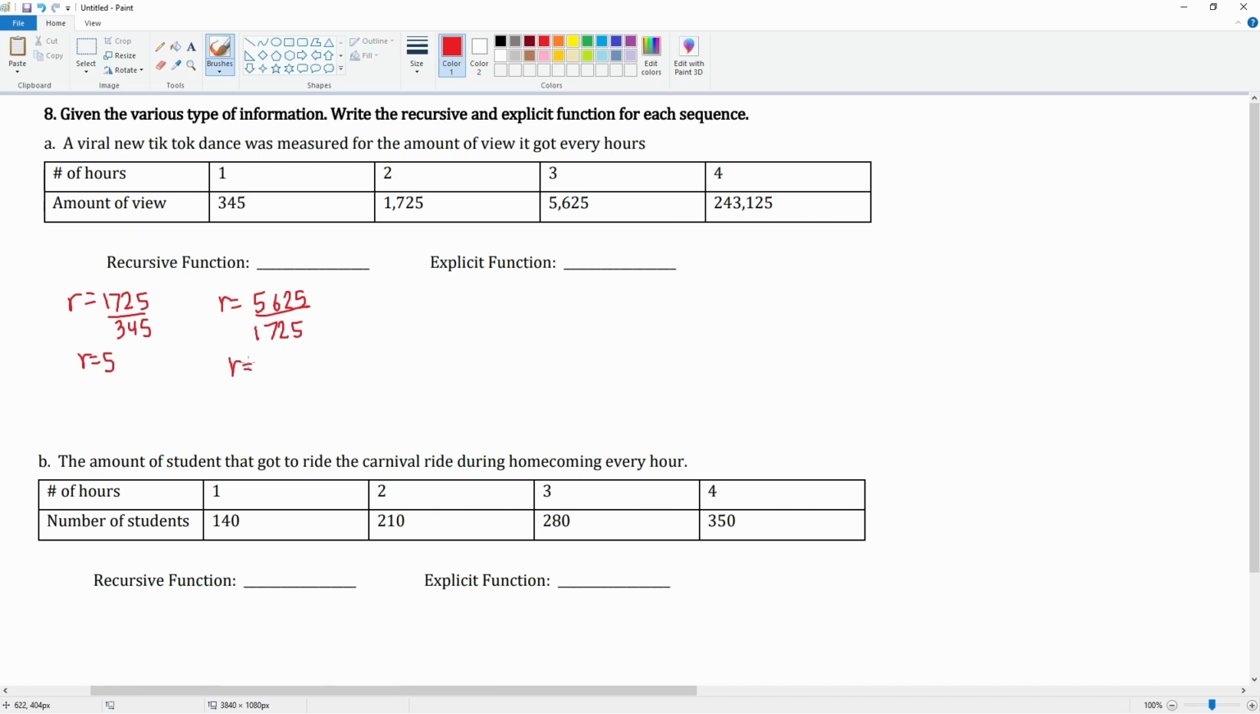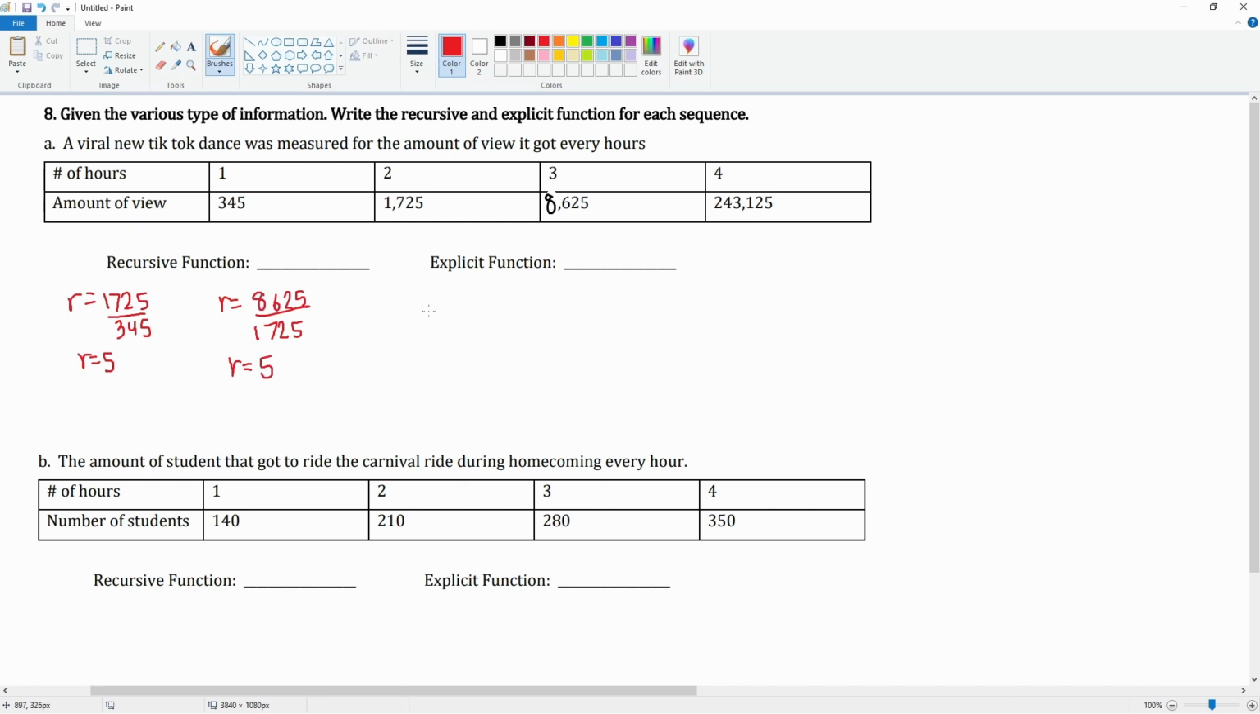5625 divided by 1725. Wait, that's not right. Hold on. Let's double check. 345 times 5. That's right, times 5. This should be an 8. Sorry. Okay, so delete this. This should be an 8. Sorry about that, because that's the only way you get a common ratio of 5.